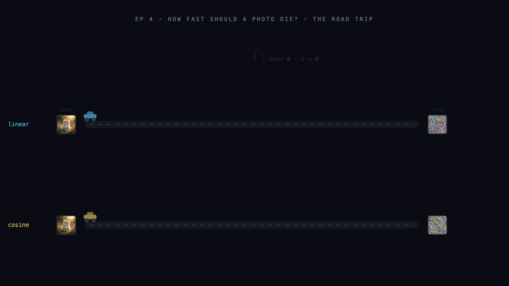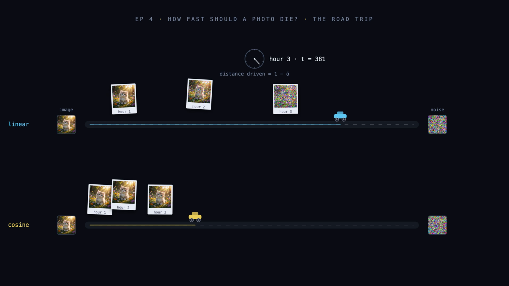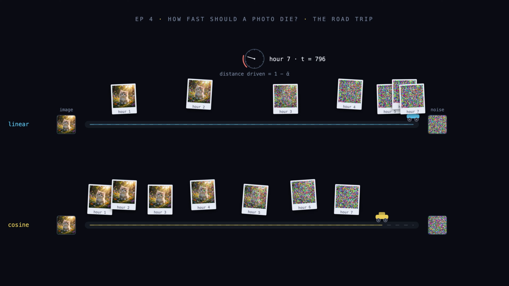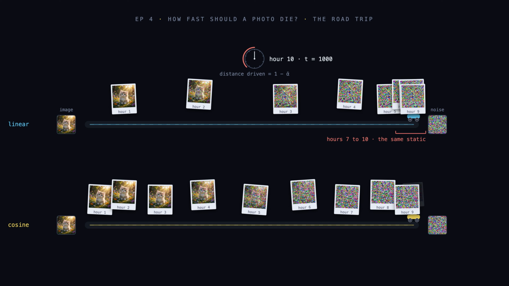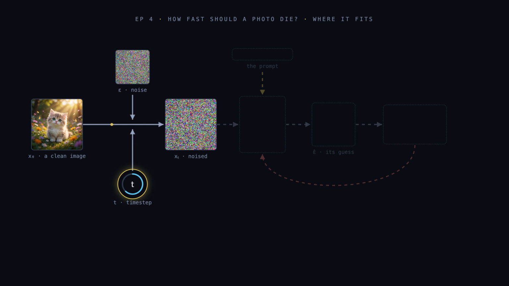The road trip animation shows the same idea. Both schedules have the same number of time steps. The linear schedule reaches almost pure noise early, so its later steps make very little visible difference. The cosine schedule continues changing across more of the trip. The schedule is fixed before training. It is not learned by the network. It is part of how we prepare the training examples.